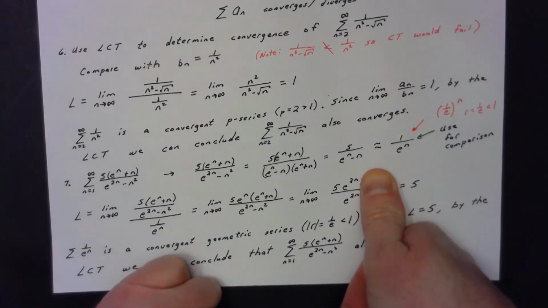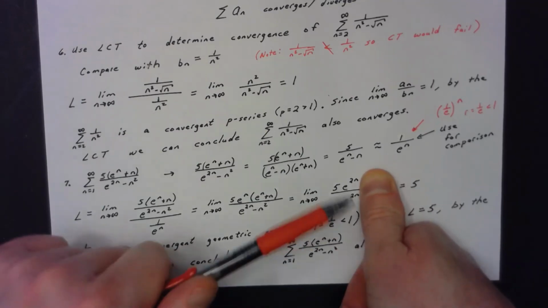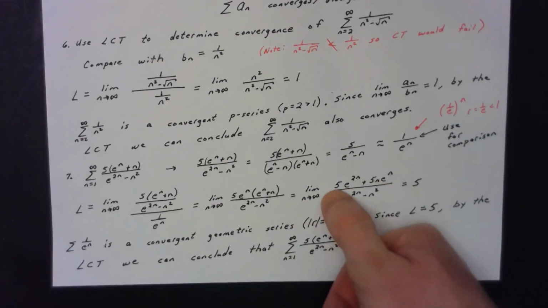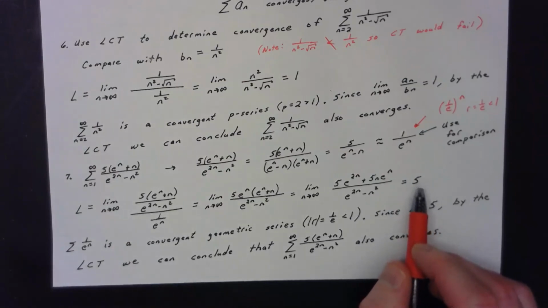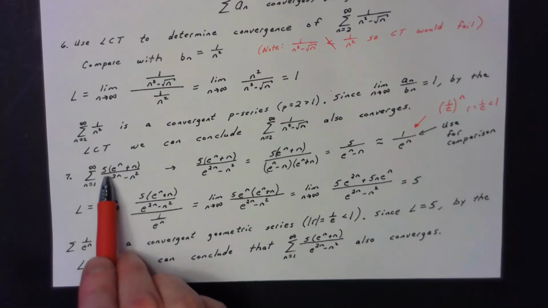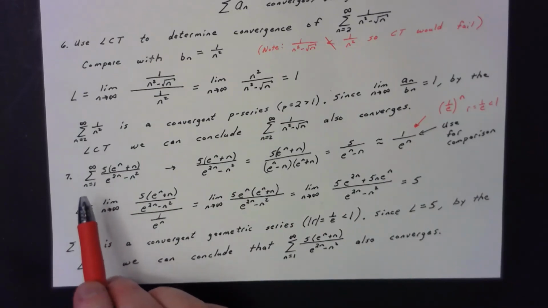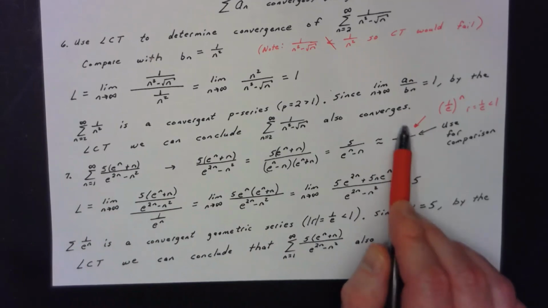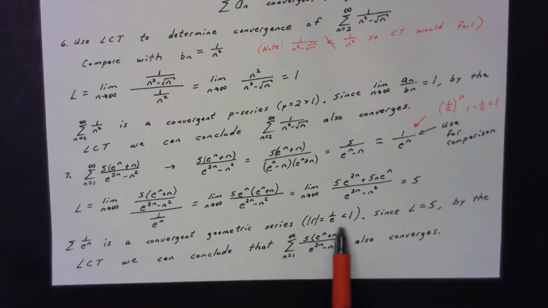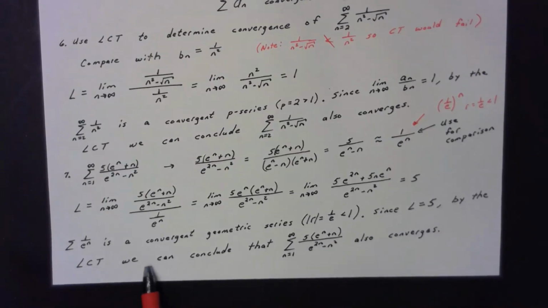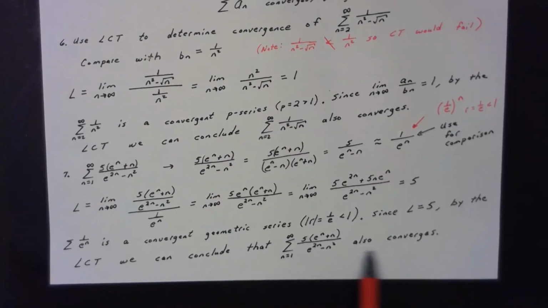So then I said, well, what's the limit as n approaches infinity of 5 times e to the 2 times infinity over e to the 2 times infinity? Clearly the exponential functions would cancel and leave you with a constant of 5. Because that constant is 5, that's showing me that as n goes to infinity, my series is essentially a multiple of 5 times a convergent series. So I say, since 1 over e to the n is a convergent geometric series, with the absolute value of r equaling 1 over e, which is less than 1, and since L is equal to 5, by the limit comparison test, we can conclude that our series also converges.